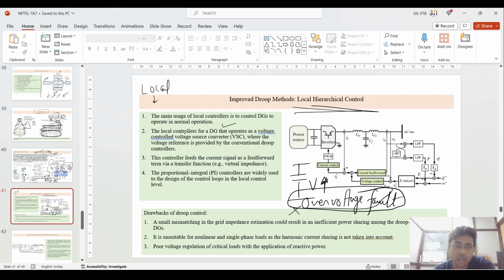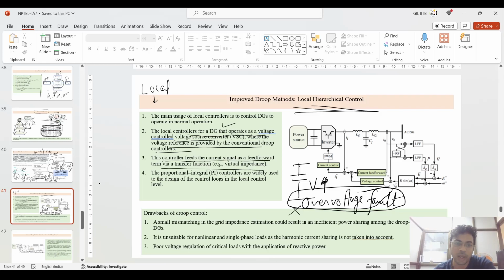Okay, this local controller for the DG operates as a voltage source converter, where the voltage reference is provided by the conventional droop control. But I have told you that delta V change is decided by how much delta Q is being changed. This controller feeds the current signal in a feed forward term via the transfer function.